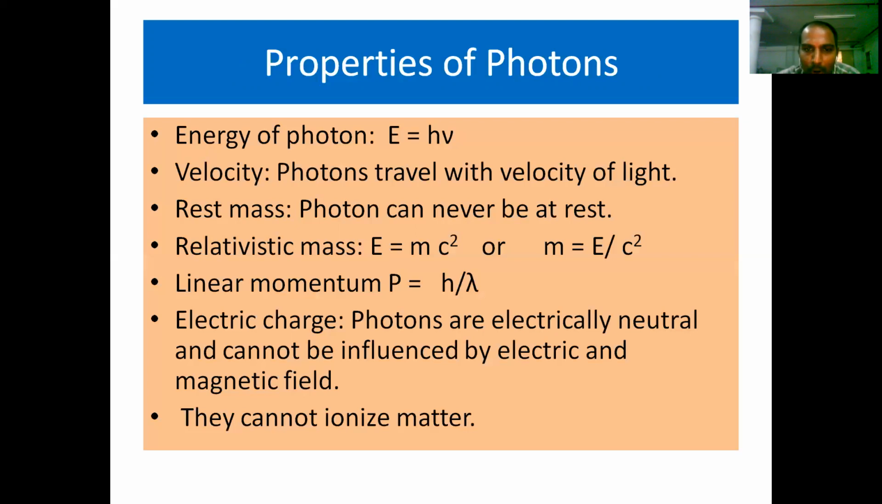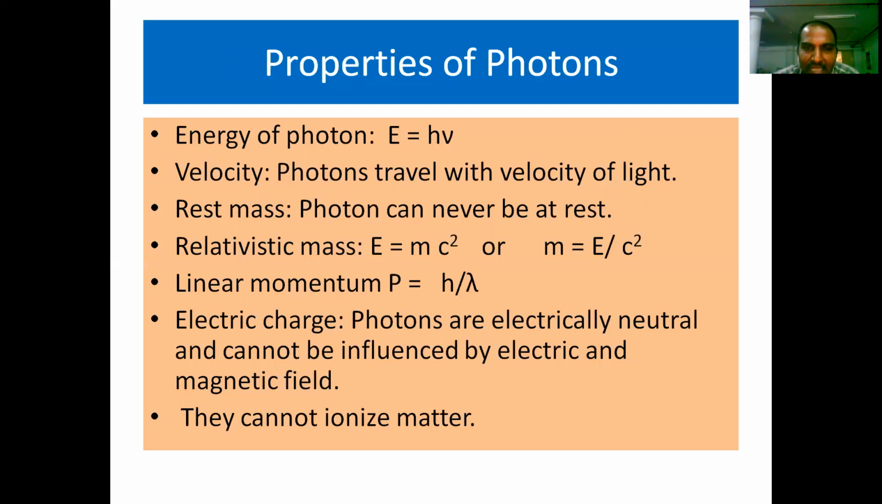Now if we consider the properties of photons, these are the main properties. Energy of the photon E equals h nu. As already mentioned, E is the energy and h is Planck's constant, and you know the value of Planck's constant is 6.64 into 10 power minus 34 joule second. And nu is the frequency. Next, the velocity of photons. Photons travel with the velocity of light, usually represented with c, and the value of the velocity of light is 3 into 10 power 8 meters per second.